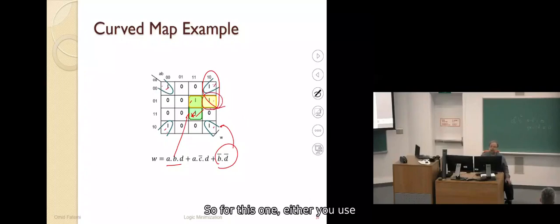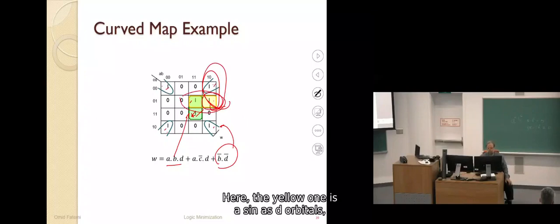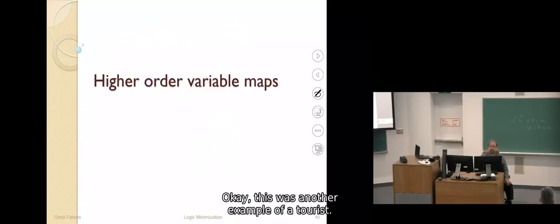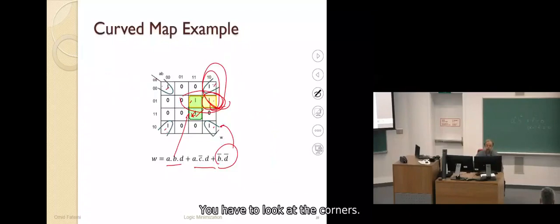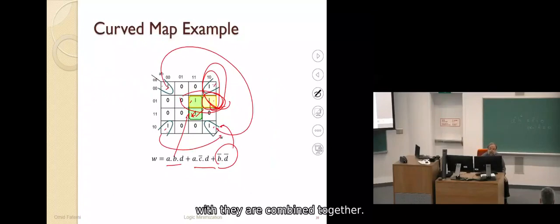For this one, either you use this implicant or this implicant. Here, the yellow one is A, C not D, or here you could use the other implicant also. Okay, this was another example of a torus. You have to look at the corners also, they are combined together. Okay, perfect.